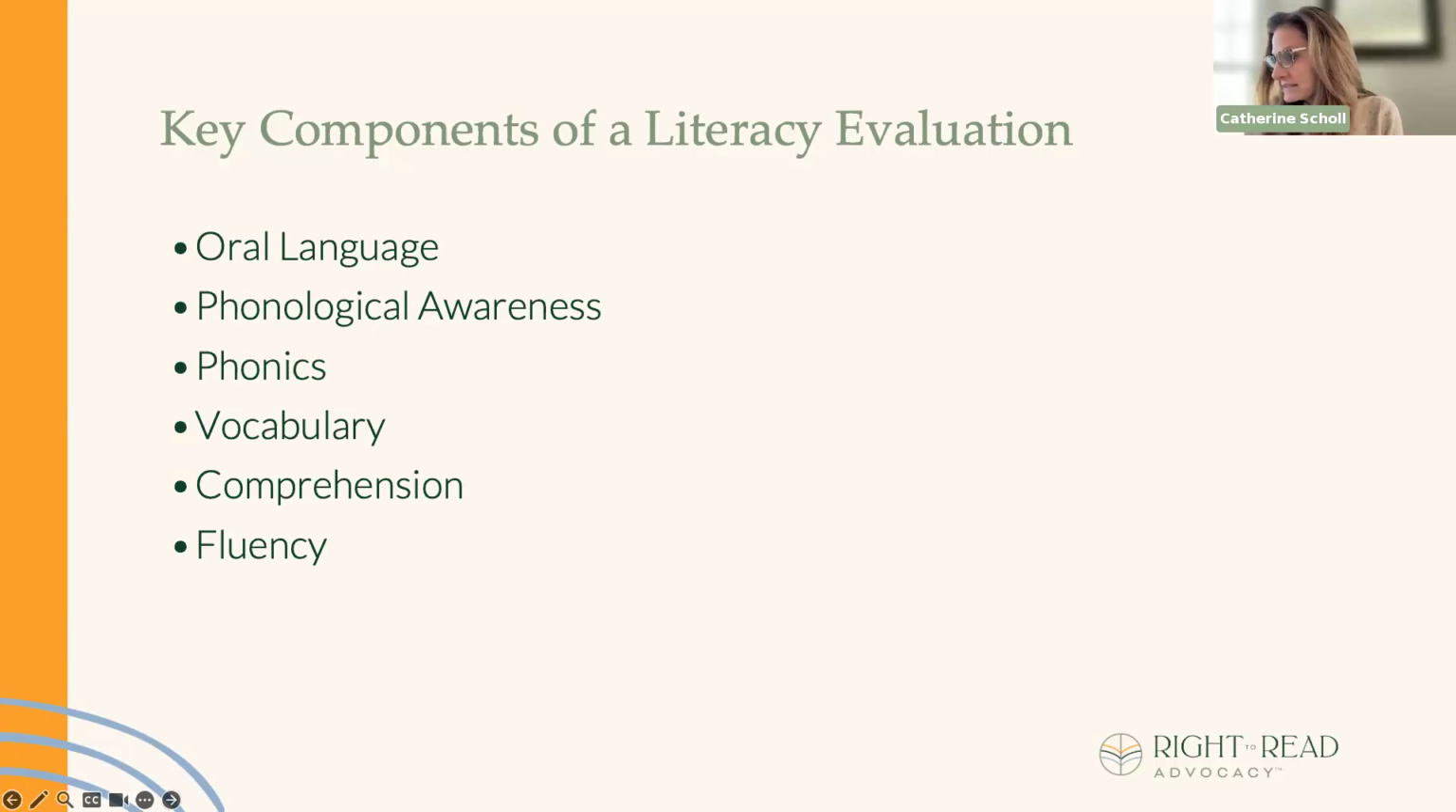In order to be a successful reader, the fluency piece has to be there. So the fluency takes into consideration rate, accuracy, and comprehension. So how fast are we able to read and still comprehend what we're reading? And how accurate are we? Are we missing words along the way? Are we skipping words? Are we having to go back and self-correct what we're reading? So these are all the components that we look at when we're doing a literacy evaluation.